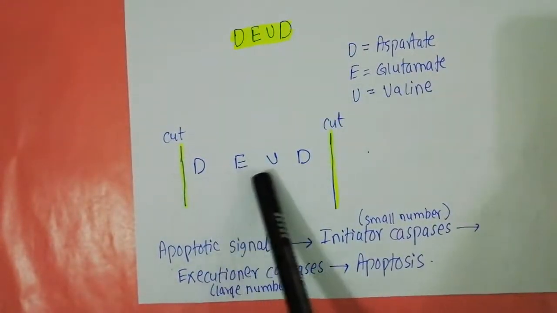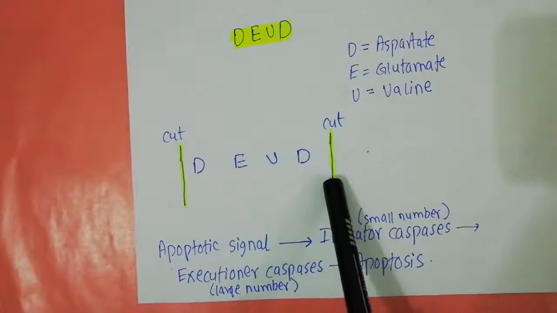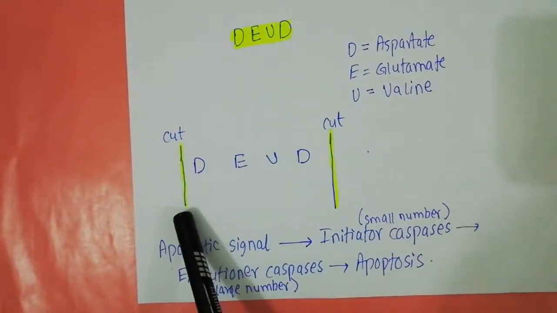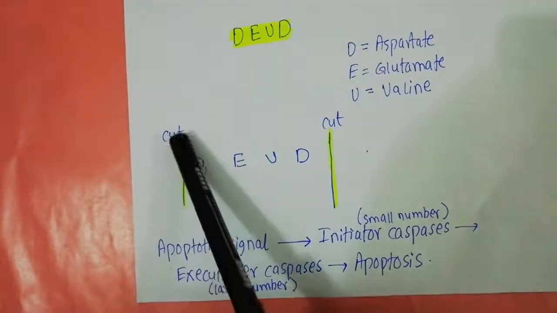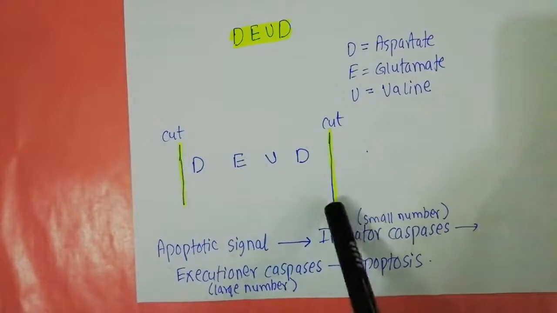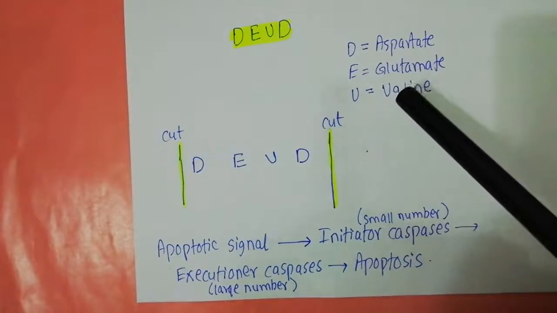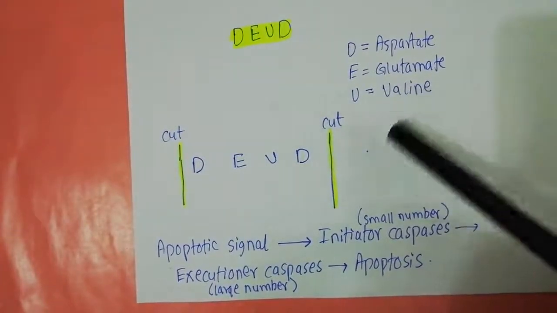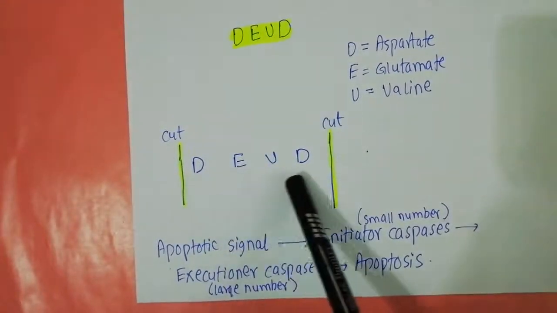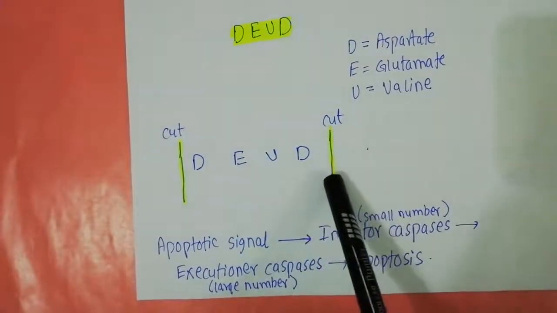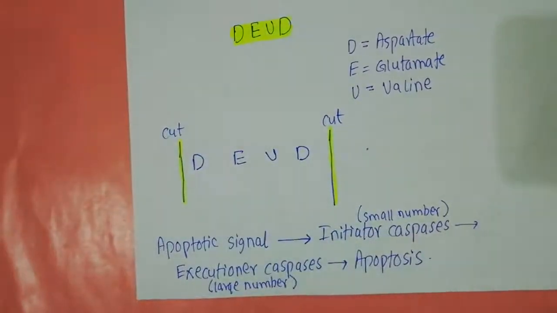So if you have this sequence in the target protein, this DEVD, aspartate at this site and aspartate at this site, these caspases are going to cut this particular protein at this site where the aspartate is present and at this site where the aspartate is present. So the aspartate is providing a direction for these caspases to cut a particular protein. Therefore, they are called aspartate directed. They recognize this sequence, the DEVD, and they cut at both sides of these aspartates.